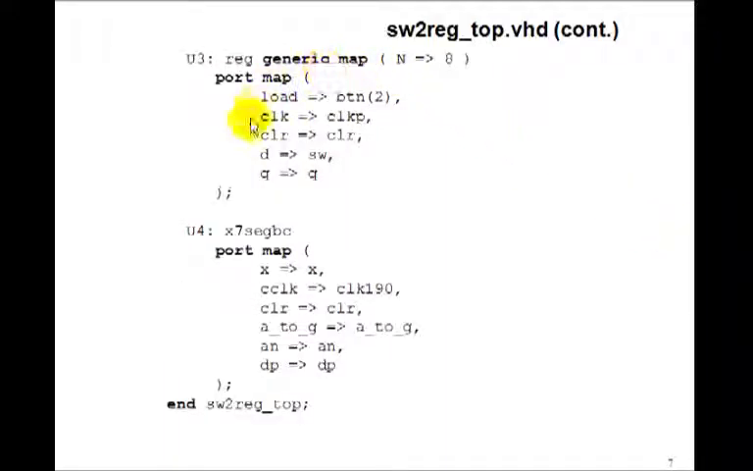Here is the port map for the register. We'll make it an 8-bit register. Button 2 is going to go to load. Clock pulse goes to clock. The switches get connected to D. The output goes to the signal Q. Then X7 seg, X to X, which has this Q, you remember, prepended with the zeros. C clock is the clock 190, and then the rest just get connected.